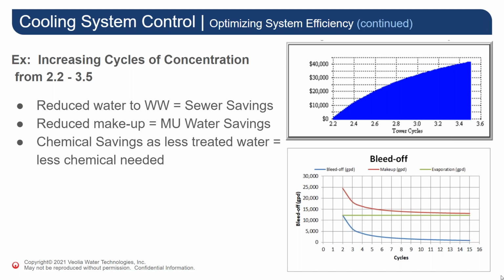In this example here, by increasing the cycles from 2.2 to 3.5 cycles, the system saw a cost reduction of $40,000 in water and sewer. One thing to note, this does not include savings associated with less chemical needed to treat the system. But bear in mind, it's the treatment chemicals themselves that allow us to maximize these cycles without scaling and are typically a minor cost compared to the overall cost of operation.